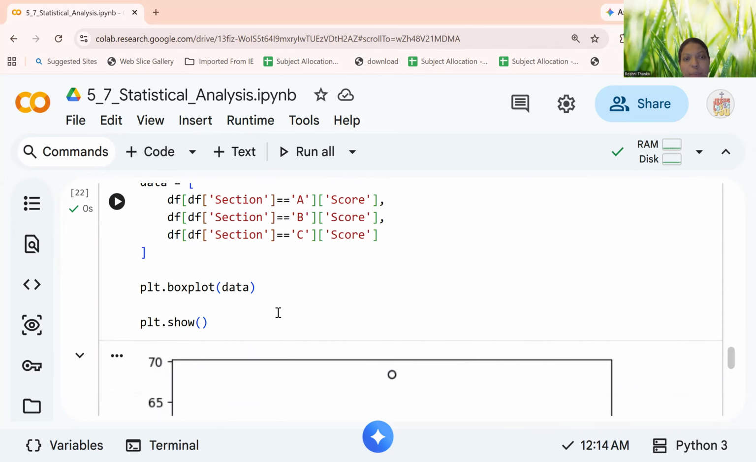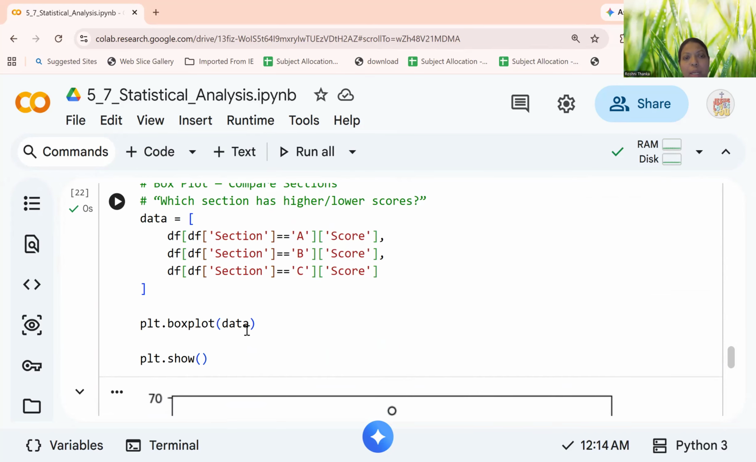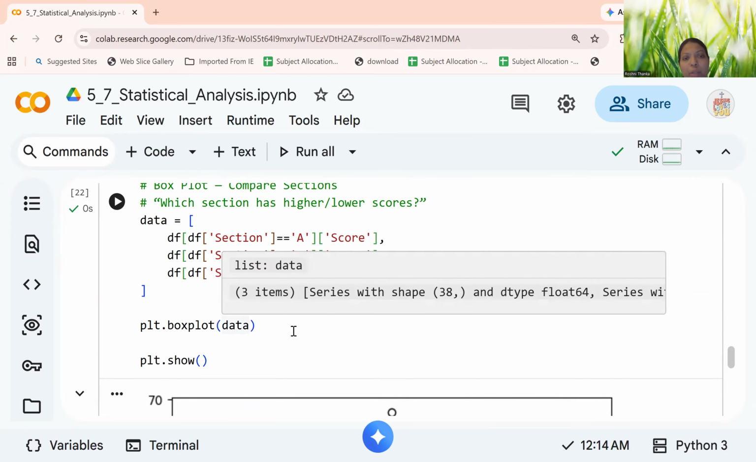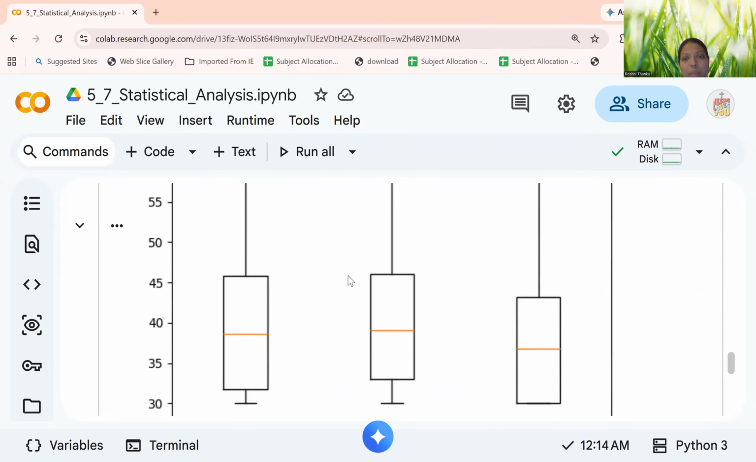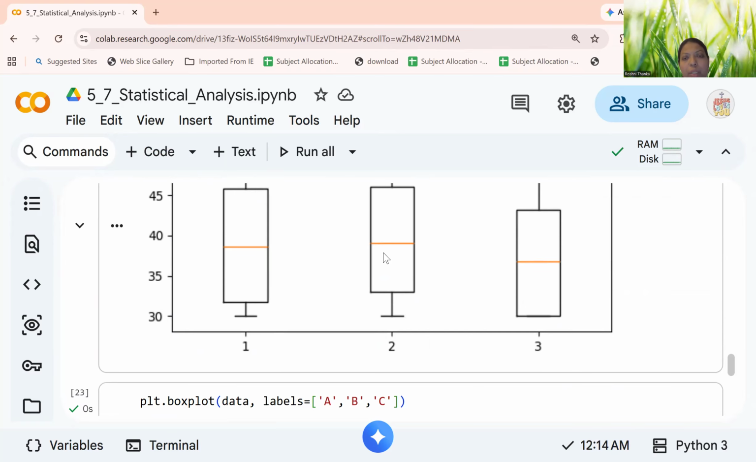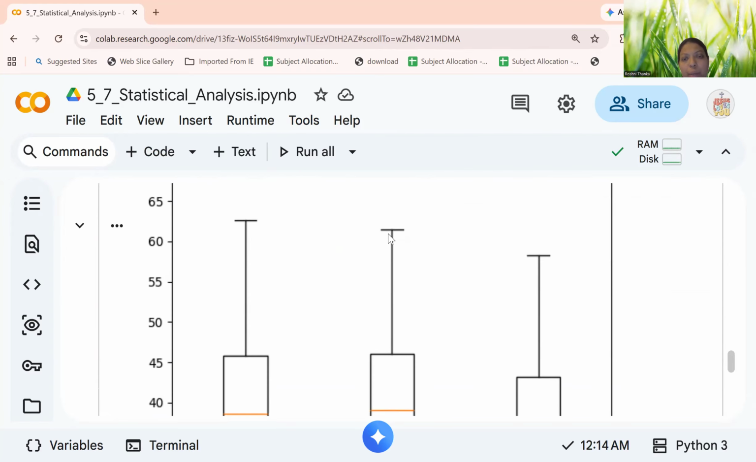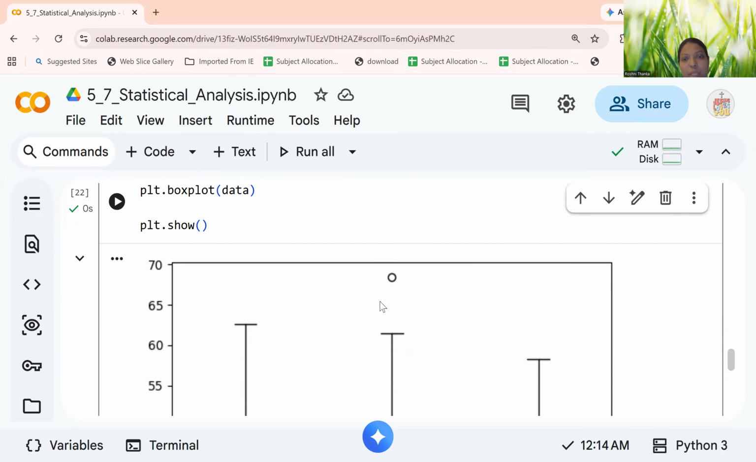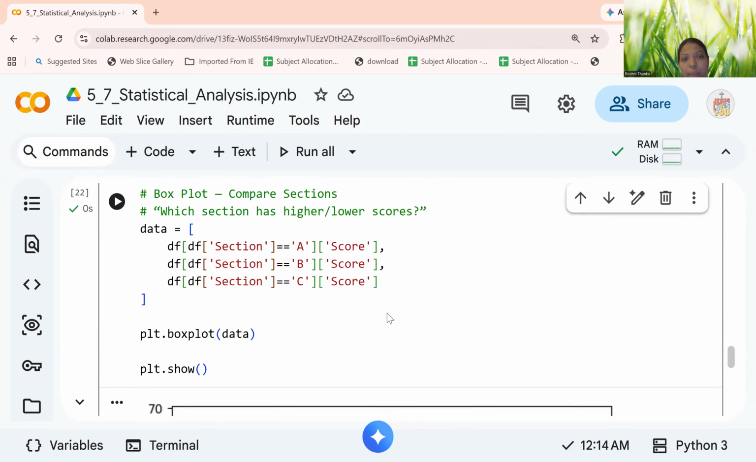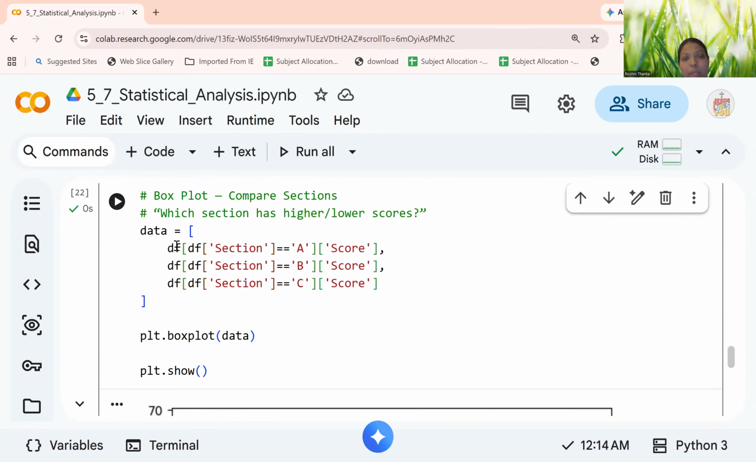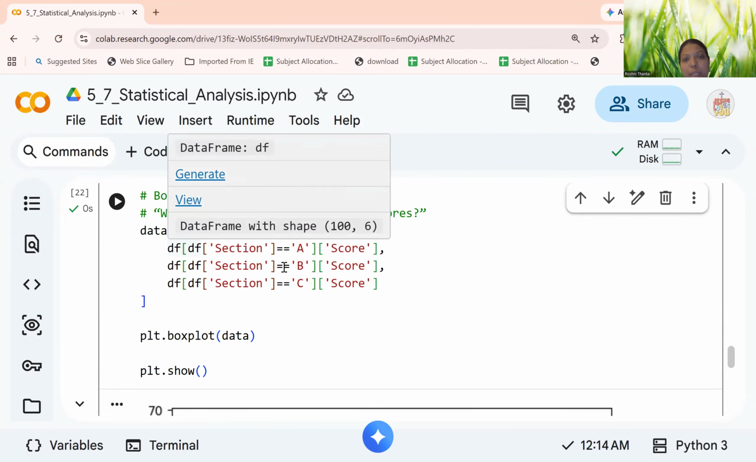Next one is box plot. So a box plot generally helps us to find the abnormal values. So here you can see this is the box plot. It divides the data into quartile 1, median value, and quartile 3. So this is the upper limit and the lower limit. It says here only one value goes out of this upper limit, so it's an outlier.